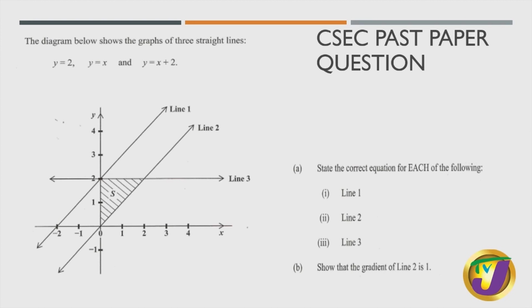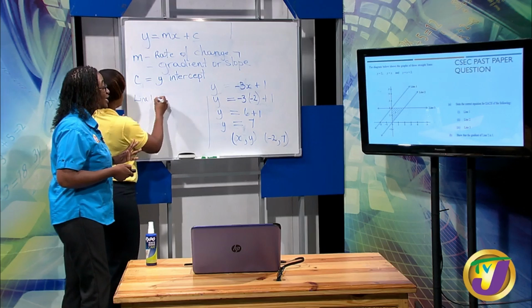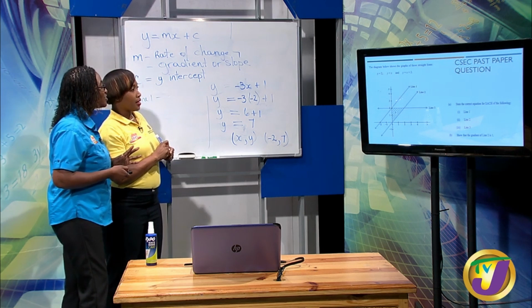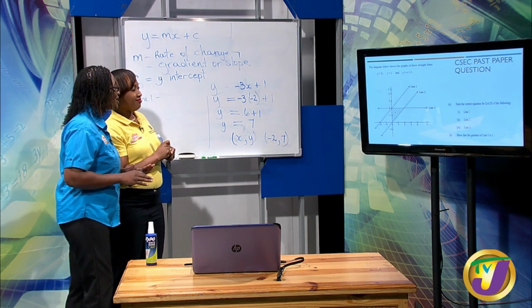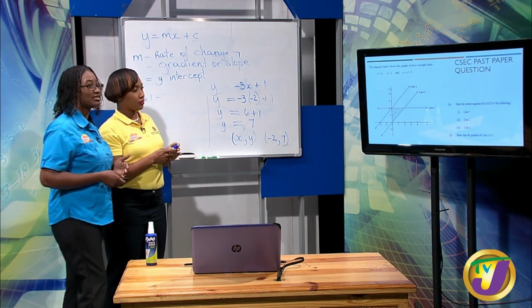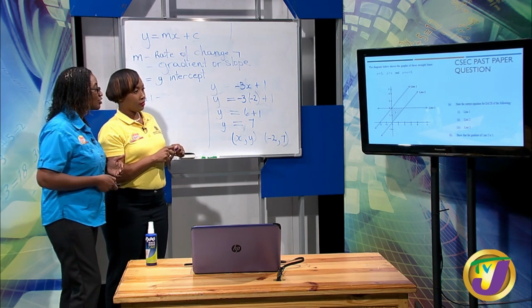So let's recap. Line 1 is y equal x plus 2. Line 2 is y equal x. And line 3, the horizontal line, is y equal 2. Beautiful. They asked us as well to show the gradient.